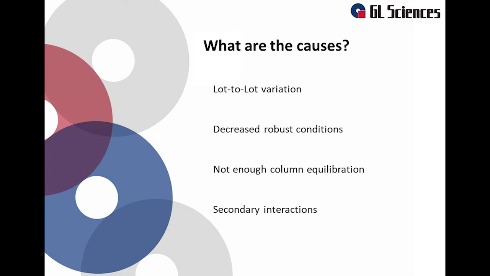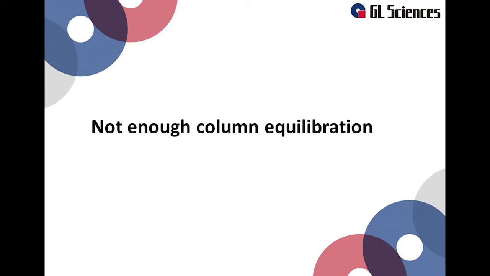First is lot-to-lot variation. Second is low robustness conditions such as mobile phase pH. Third is not enough time taken for column equilibration. Last is secondary interactions such as silanol interactions. This presentation will discuss the column equilibration issue.